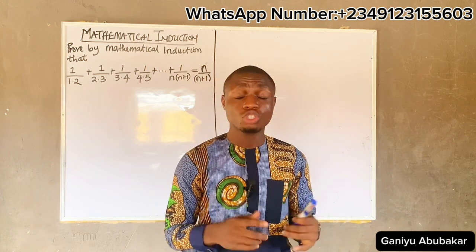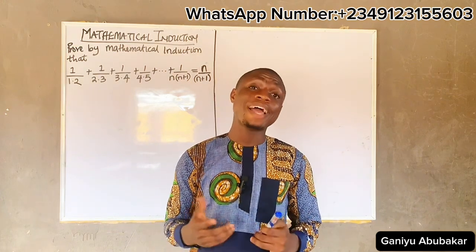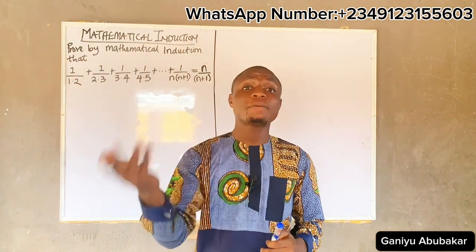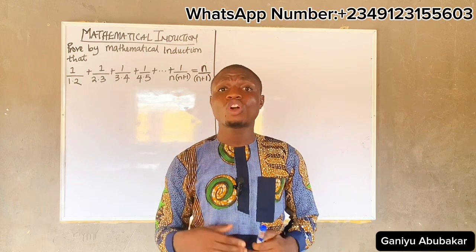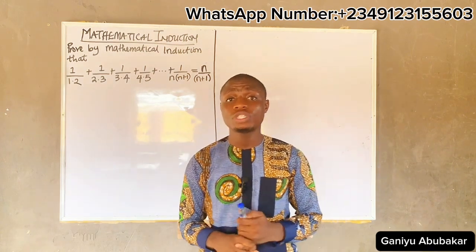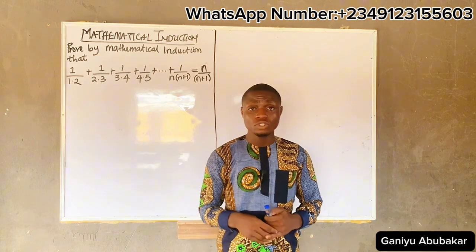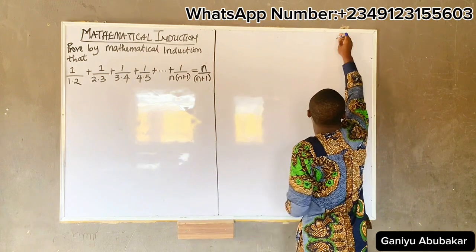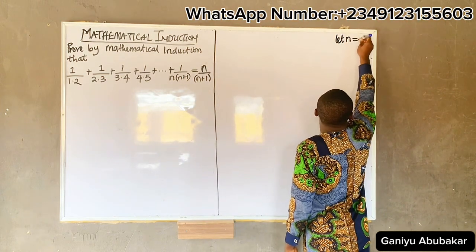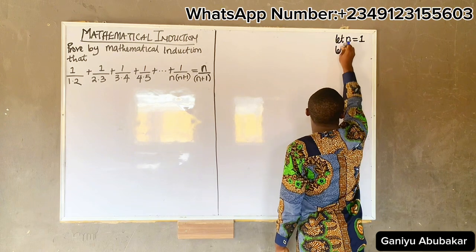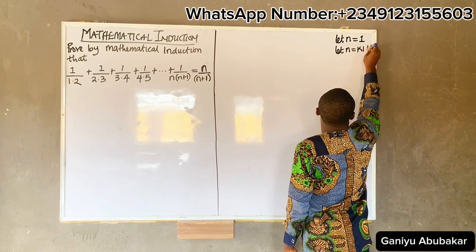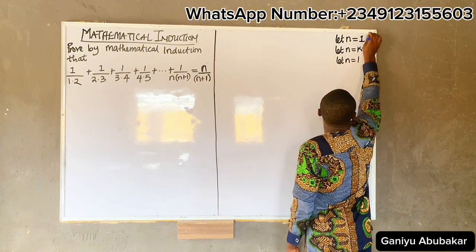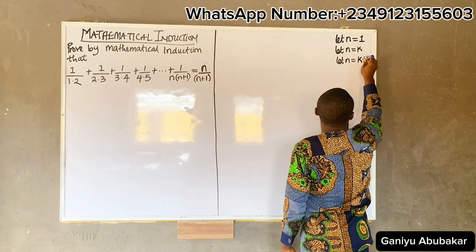I've done an introduction to mathematical induction whereby I said that when it comes to induction, there are 3 steps. The first step is called the basic step, the second step is called the induction step, and the third step is to let n be k plus 1. So last class on induction we said there are 3 steps. Step 1: let n be 1. Step 2: let n be k. And step 3: let n be k plus 1.